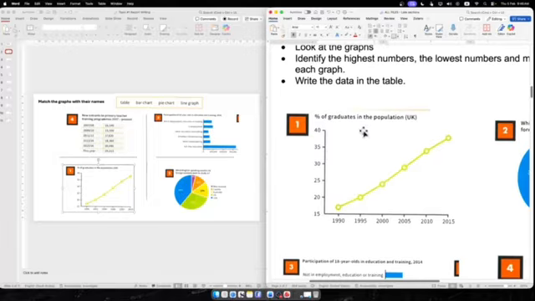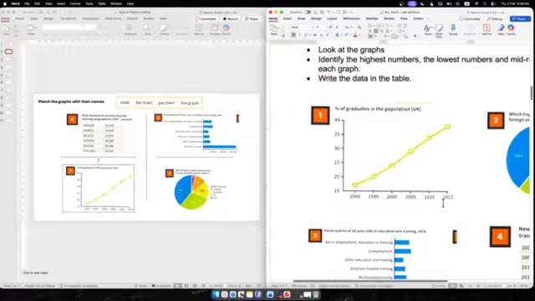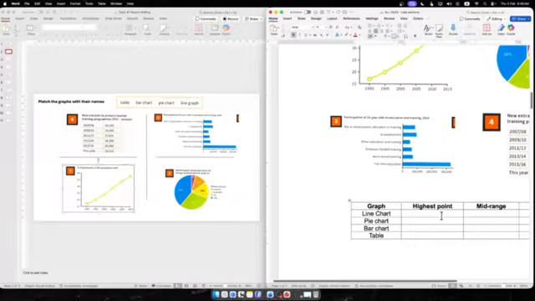Okay, now the highest point here, it says 40%, but if you look closely, it's not actually exactly 40%. It's almost like 38%. That is in 2015. So that's the highest point. So we're going to go ahead and write 38%.